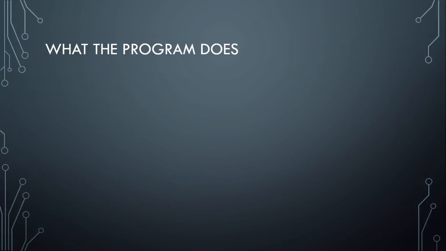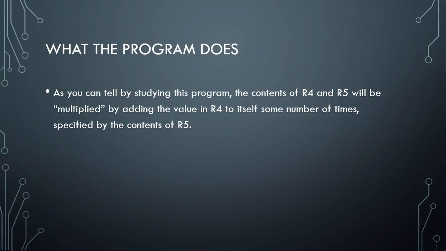Now, what the program does. As you can tell by studying the program, the contents of register 4 and register 5 are going to be multiplied, quote unquote, by adding the value of R4 to itself some number of times, specified by the contents of R5. Because remember, multiplication is really just a faster way of addition. So, for example, 2 plus 2 plus 2 is the same thing as 2 times 3. It's the same thing, we're just using addition to do multiplication.